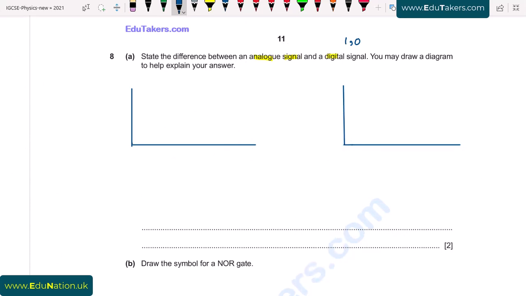So the analog signal can have any value, but the digital signal has two fixed values, 0 and 1. Again 0 and 1. So it's a digital signal, and this is an analog signal.